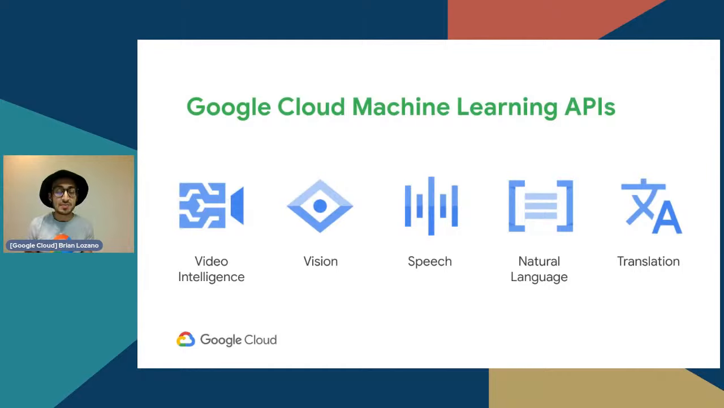I also want to touch base on Google Cloud's machine learning APIs. What's awesome about these APIs is that they help to analyze your data using pre-trained models. So even if you don't have any experience at all, you're simply using the power of Google Cloud. Some of our popular API products are video intelligence, vision, speech, natural language, and translation.